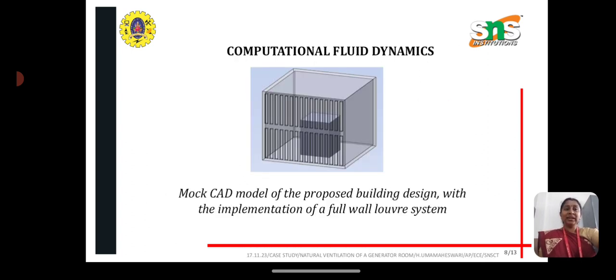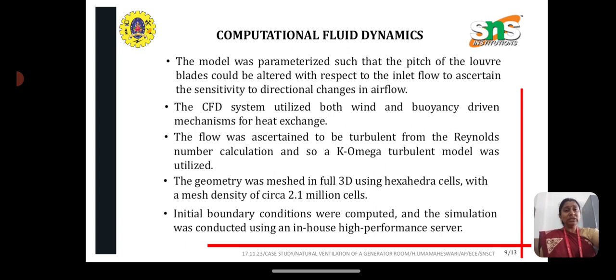The next one is computational fluid dynamics, where this model shows the computational model of the proposed building design with the implementation of the louvre wall system as shown here. We'll see about the computational fluid dynamics. Here the model was parameterized such that the pitch of the louvre blades could be altered with respect to the inlet flow to ascertain the sensitivity to directional changes in the airflow. This CFD system utilized both wind and buoyancy driven mechanisms for the heat exchange. The flow was assigned to be turbulent from the Reynolds number calculation, and so the k-omega turbulence model was utilized. The geometry was meshed in full 3D using hexahedral cells with a mesh density of circa 2.1 million cells. Initial boundary conditions were computed and the simulation was conducted using an in-house high-performance server.